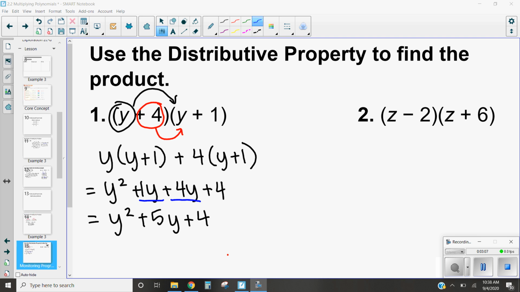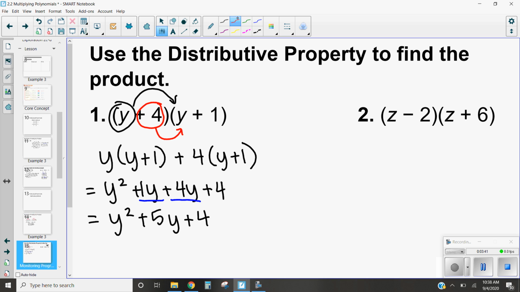Okay, hopefully you have had the chance to take a look and try this one on your own. So remember, when we use that distributive property, what we're going to do is take each term in that first polynomial and multiply it by the whole second polynomial. So in this case, we had two terms, so I have two distributing aspects. I have this y term, and I did y times the y plus 1, and then my 4 times the y plus 1. If I had 3 terms in this first polynomial, I would have to do 3 distributive properties.